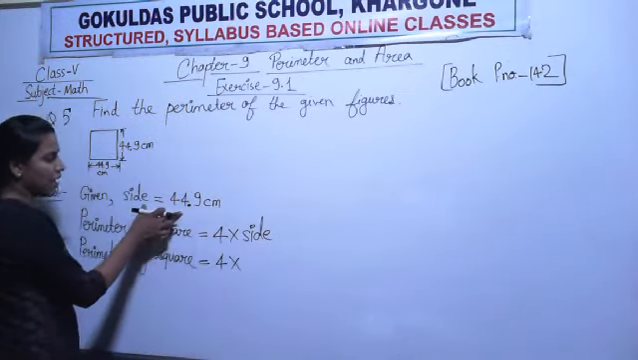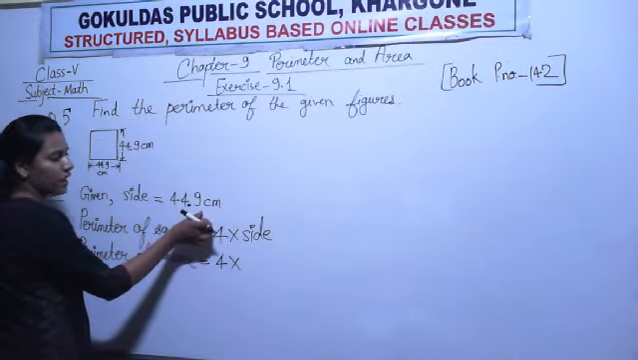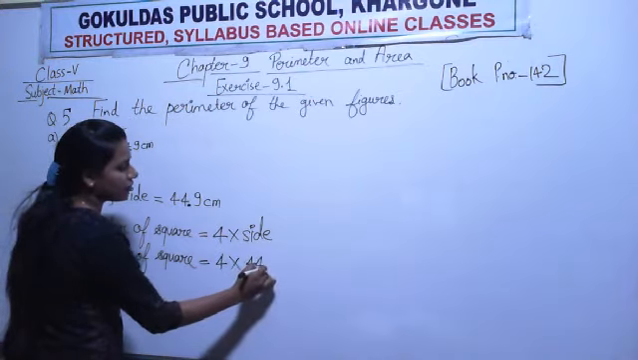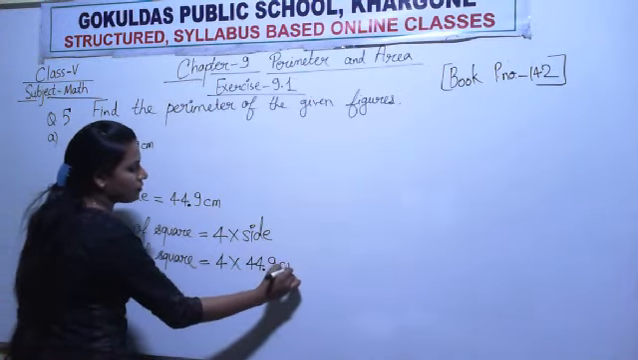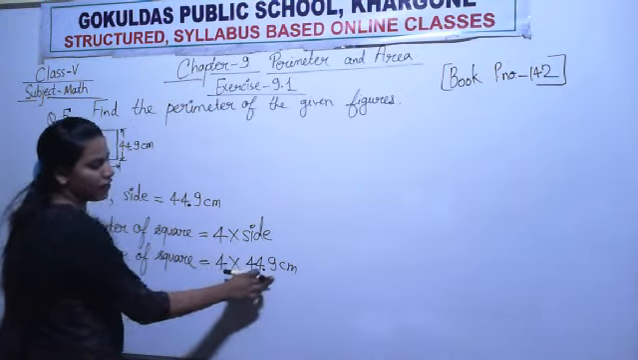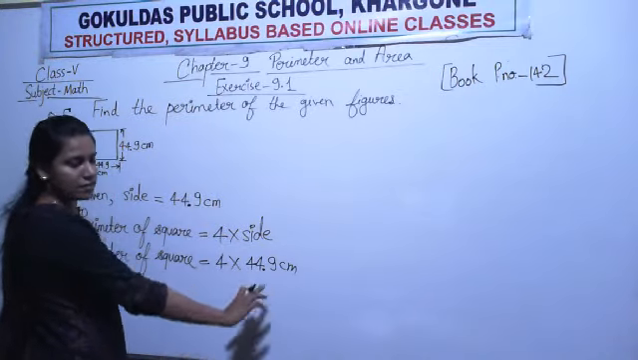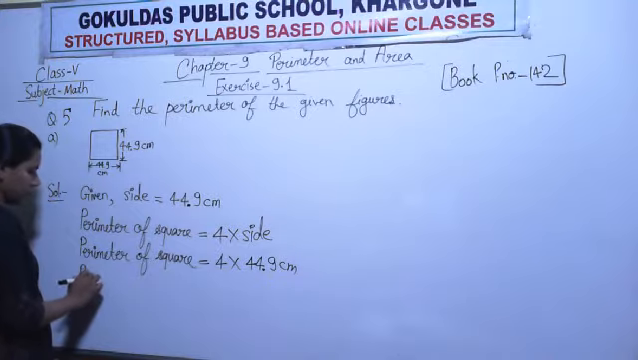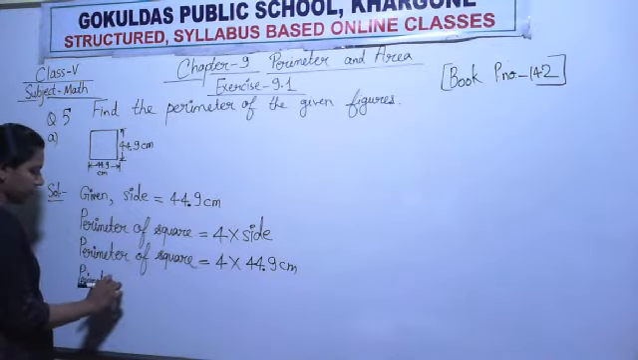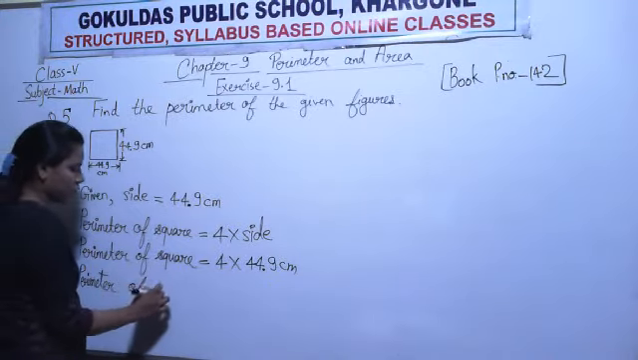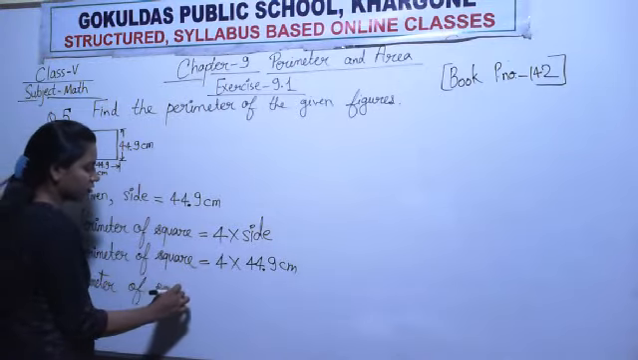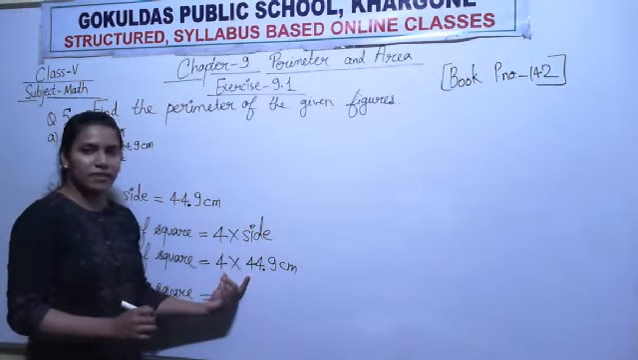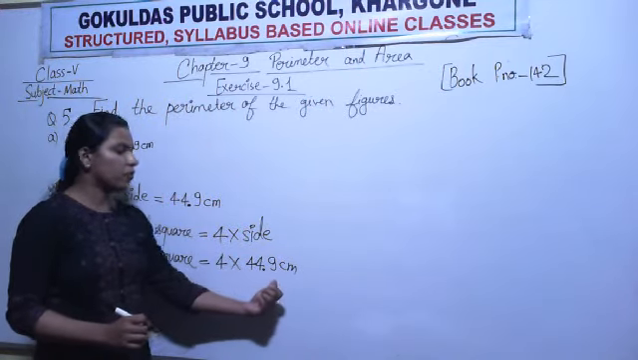What is the value of side? Side is equals to 44.9 centimeter. So write 44.9 centimeter. At the place of side we have to write 44.9 centimeter. Now perimeter of square will be, here solve this step, 4 multiplied by 44.9.